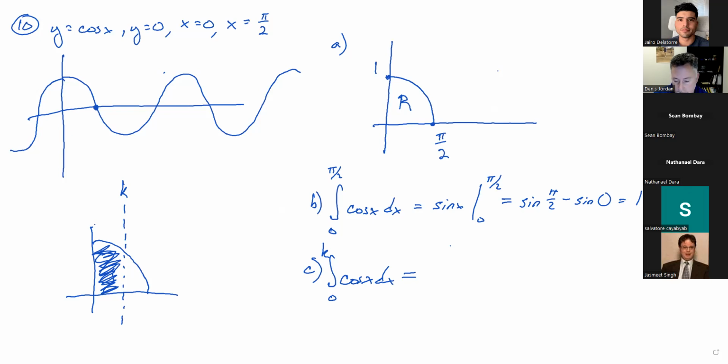So if the whole area was 4, then half of it would be 2. If the whole area was 6, then half would be 3. If the whole area was 5, then half would be 5/2, and so on. So you don't know what the value of k is, but you know that the whole thing is going to equal a half.